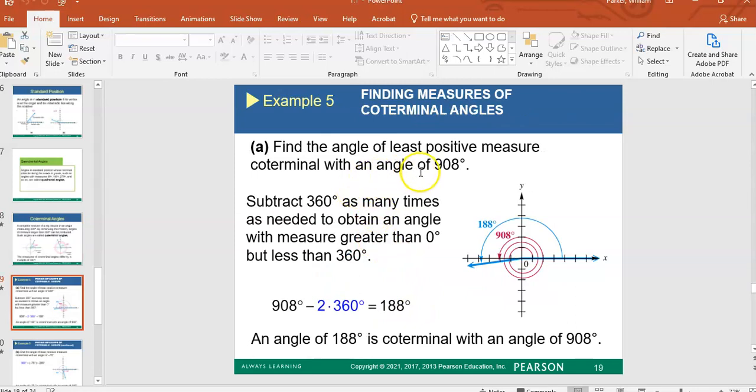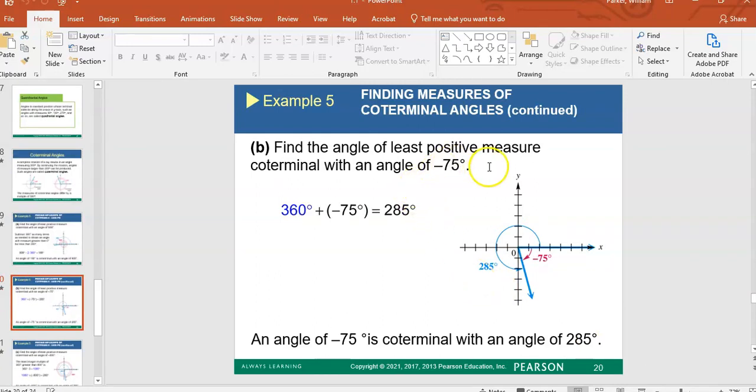All right, find the angle of the least positive measure coterminal with 908 degrees. Well, I've got to figure out how many 360s are in there, and then that will give me what's left less than 360. So 360 and 360 is 720, so I know at least two 360s go in there. So I can take 908, subtract 720, and I get 188 degrees. So an angle of 188 degrees is coterminal with an angle of 908 degrees.